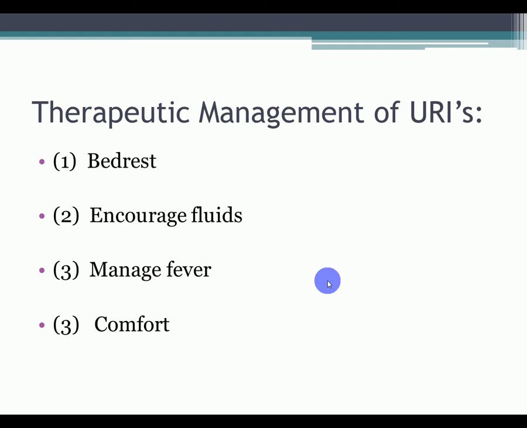Remember, about 102.5 is your breaking point. Anything below that mark is 5 milligrams per kilogram. Anything above that mark is 10 milligrams per kilogram. And finally, comfort measures, just making sure the child is kept comfortable. So that's really all we can do as far as our therapeutic management for respiratory infections, because the number 1 cause was viruses.